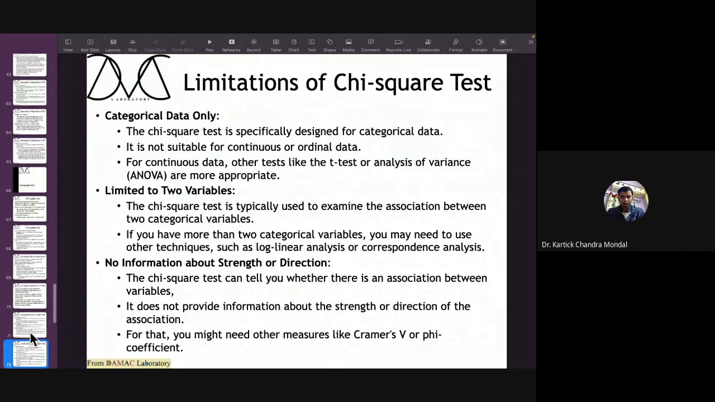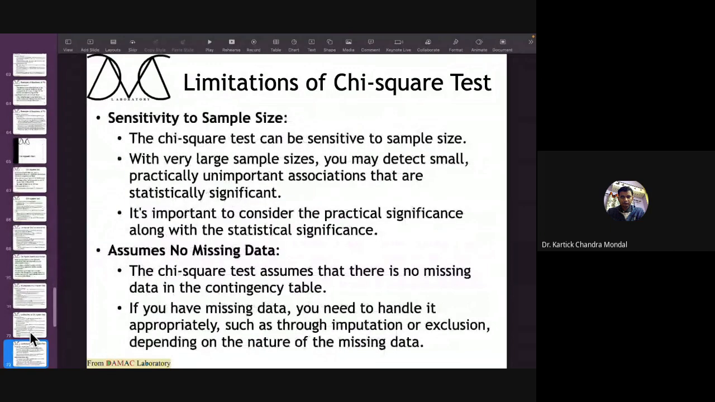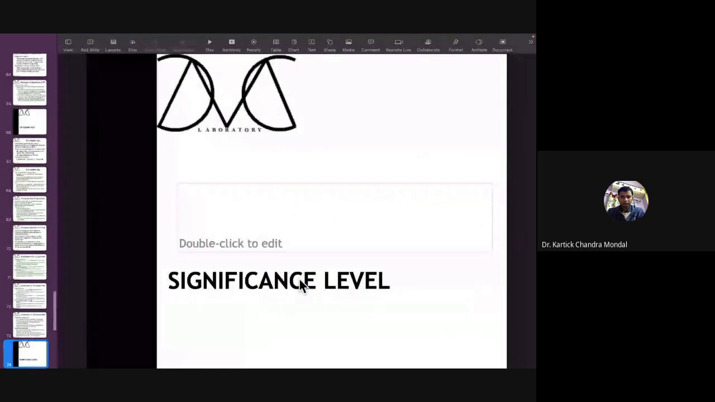Like for example, if I say that whenever a person buys milk, the person will buy sugar also. And if I say that whenever a person buys sugar, that person will buy milk also. So although they look the same, statistically they are not the same. Then sensitivity to the sample size: if the sample size is too small or too large, then there is a problem in the case of the chi-square test. It assumes no missing data. When there is missing data in the data set, the chi-square test will give you a wrong result. Okay. Now the significance level.